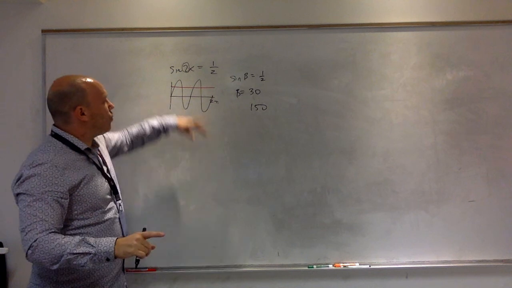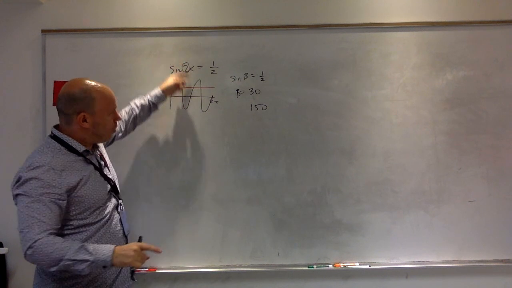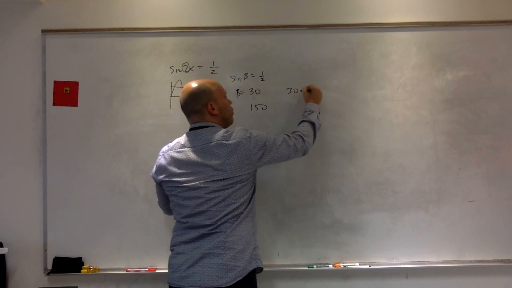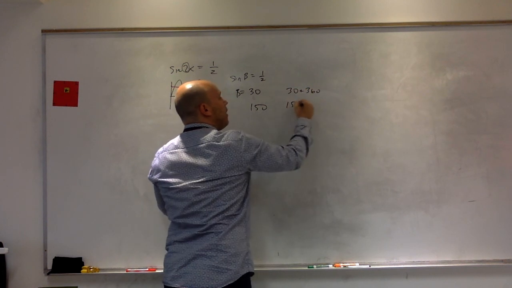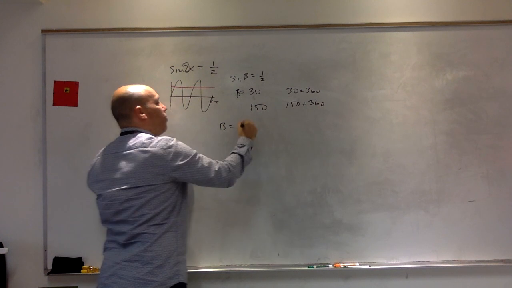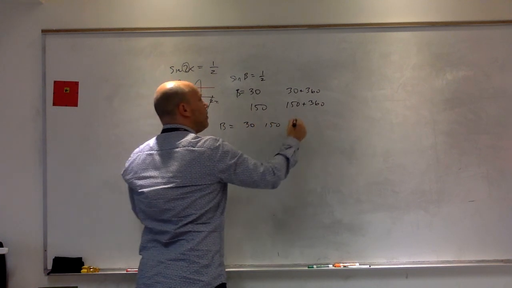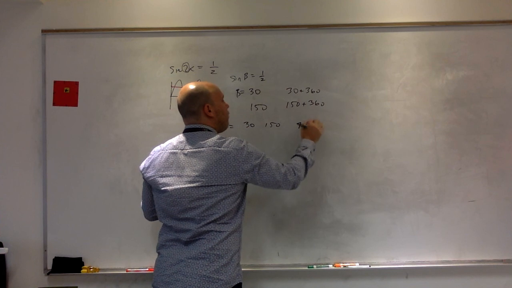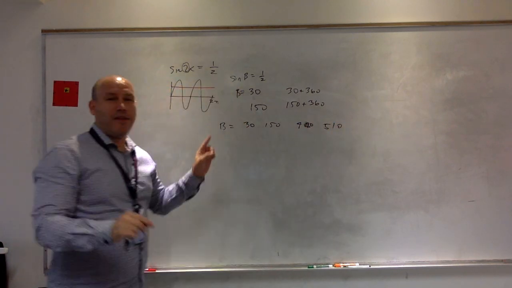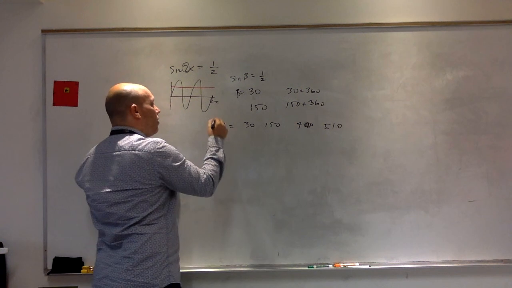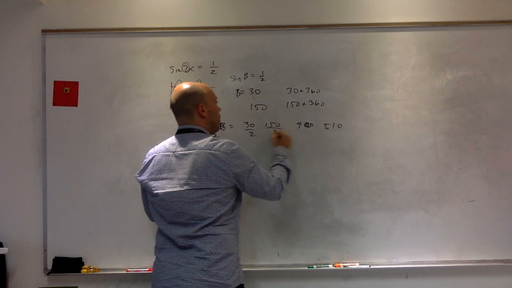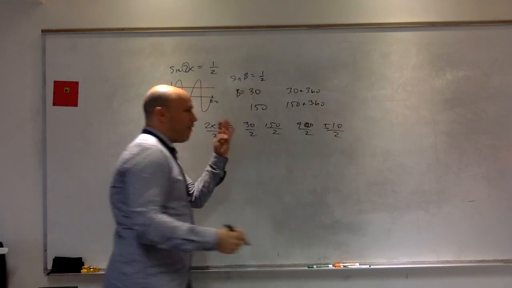Now, I said that there are 2 cycles, so what you're going to do is add 360. So you're going to do 30 plus 360 and 150 plus 360. So we have b equal to 30, 150, 490, and 510. But we're not looking for b, we're looking for 2x. So we're going to divide everything by 2, and we get our 4 solutions.